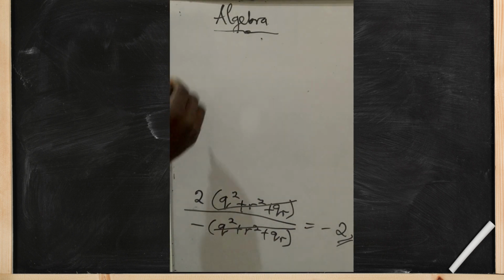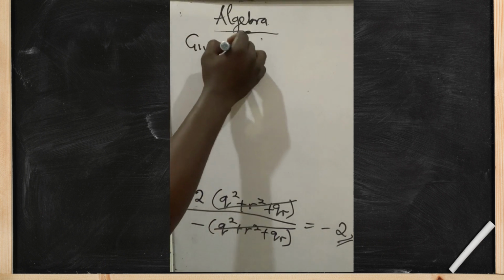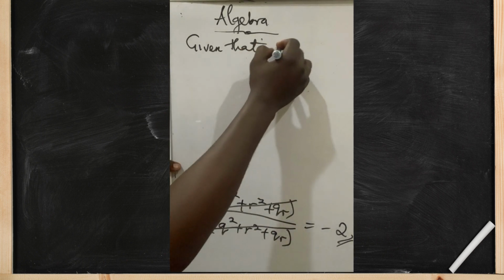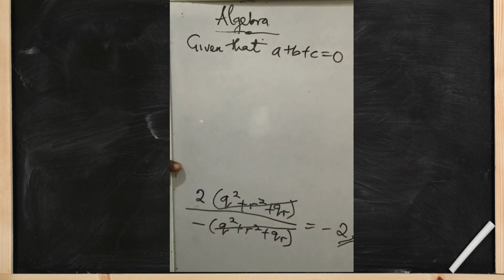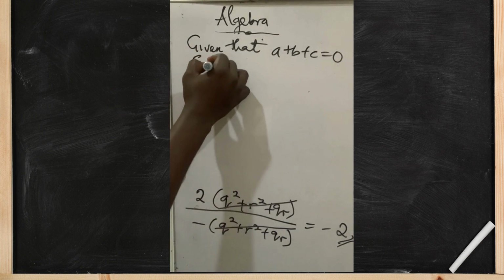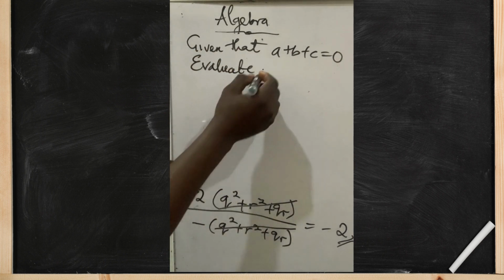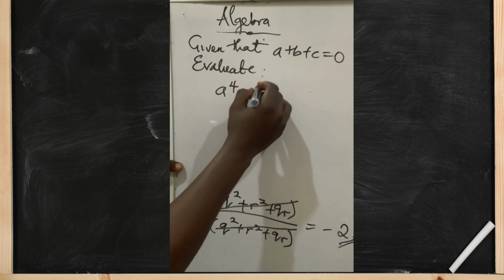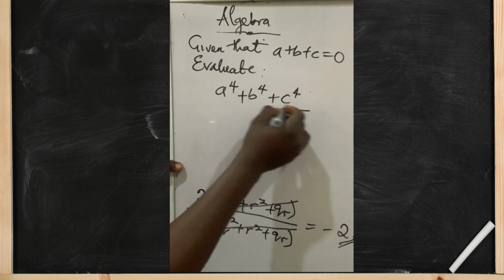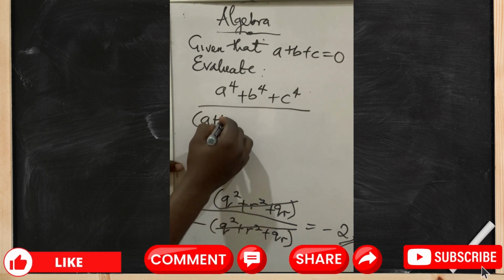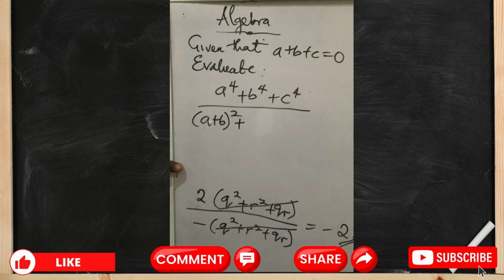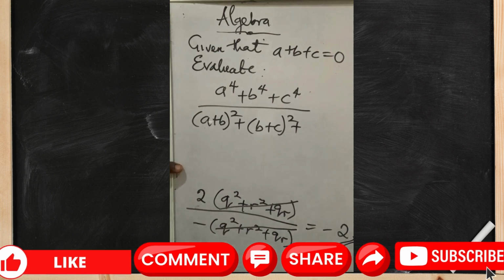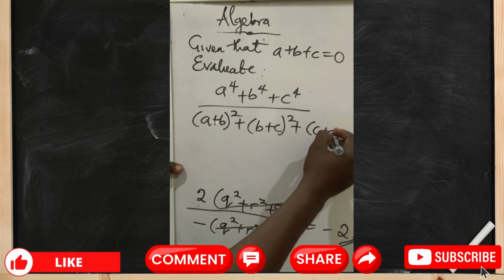It's simple, very simple. Given that a plus b plus c equals to 0, evaluate a raised to power 4 plus b raised to power 4 plus c raised to power 4 divided by a plus b square plus b plus c square plus c plus a square.